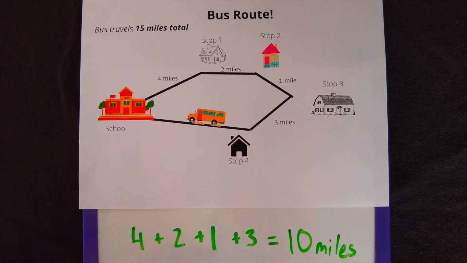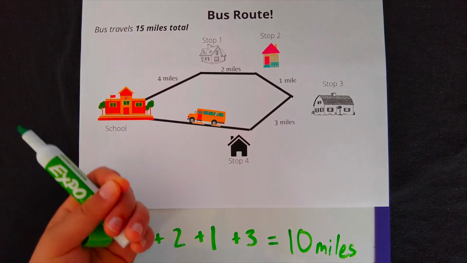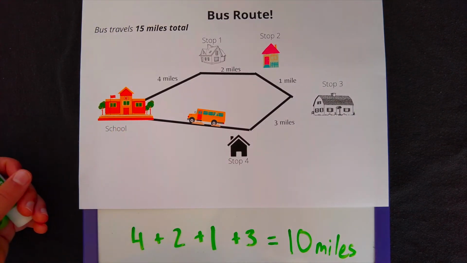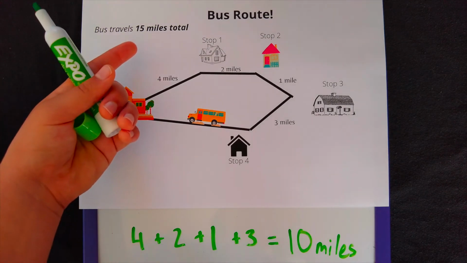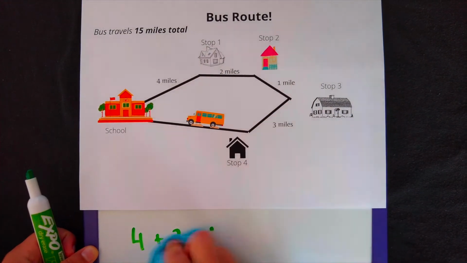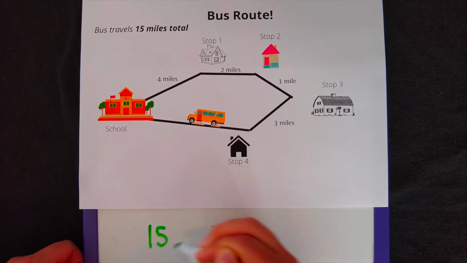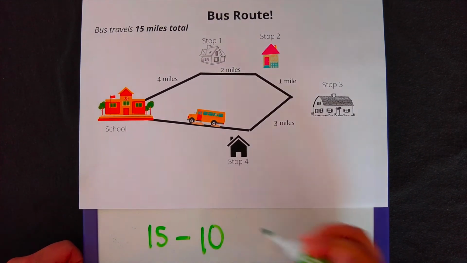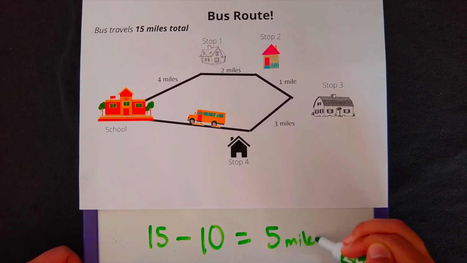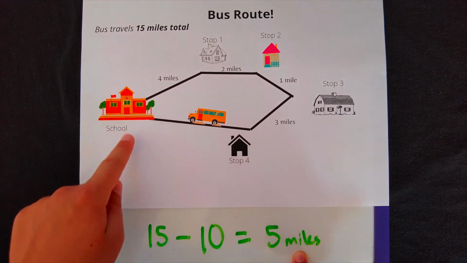But we know that the total perimeter that the bus will travel is 15 miles. And we only have one side where we don't know how many miles it is. So what is the difference between 15 miles and 10 miles? Let's write that down. What is the difference? So 15 minus 10. That's 5 miles. Good job. And so 5 miles is the distance between stop 4 and the school.